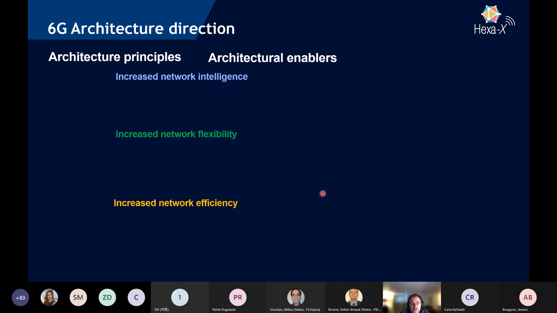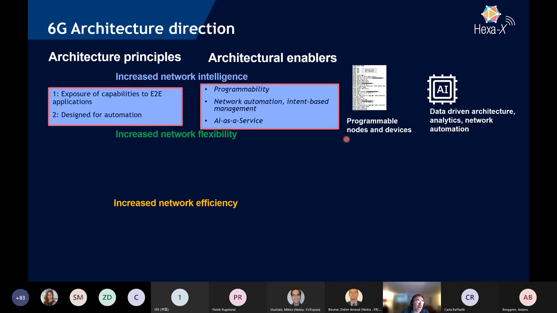We have three areas in this work package. We talk about intelligence, flexibility, and efficiency, and you saw these different goals also. They are three goals and three areas. So for the network intelligence, we have two different principles. One principle is that the capabilities should be exposed to the end applications, end-to-end applications. And the network should also be designed for automation. The implication of this is that we need AI and programmability in the network. And we also need some analytics that is more efficient than we have for 5G.